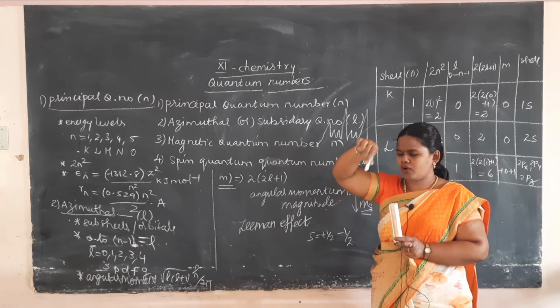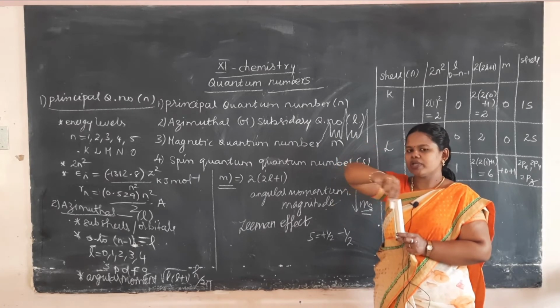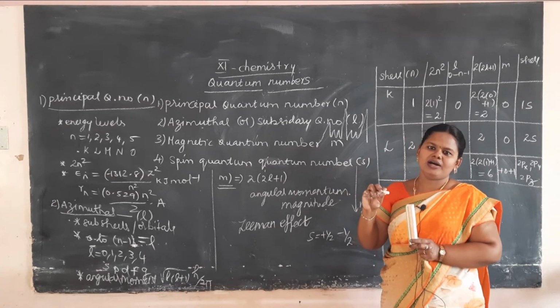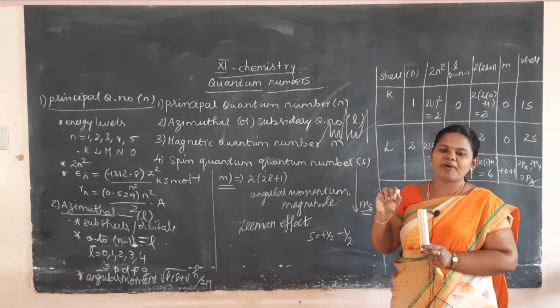It will revolve around its own axis, and also around the nucleus. It is confirmed by the presence of the electron in the magnetic field.